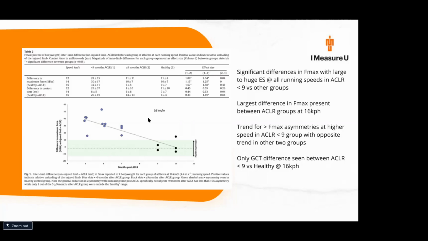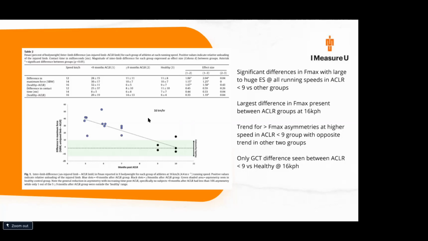And in terms of the ground contact time differences, the only difference that was seen was at 16 kilometers per hour, between the group that had less than 9 months since reconstruction and the healthy cohort. And you can see the data in table 2 there.